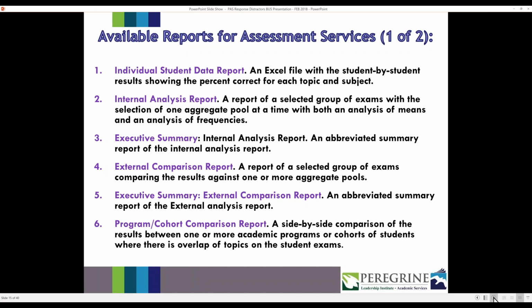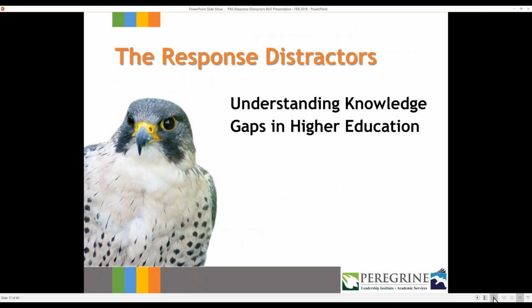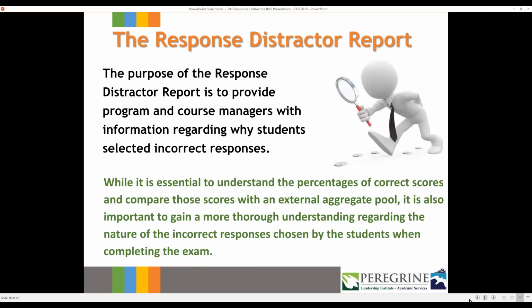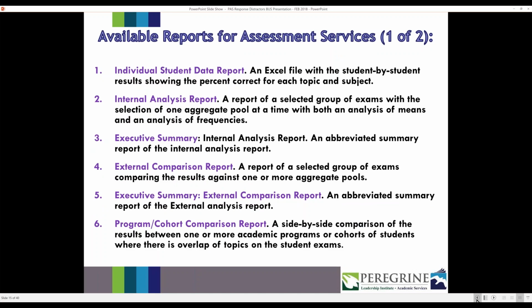And I will update it with the slide that I have that groups them into three different groups. But the first report is, so let's see, we can go through, so here's the list of our reports. And we're going straight to response distractors. Okay, so I'll give you a little synopsis of what each report is.